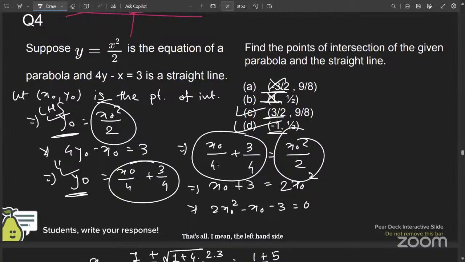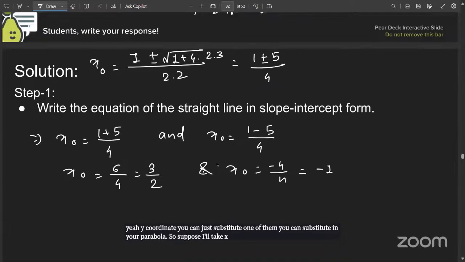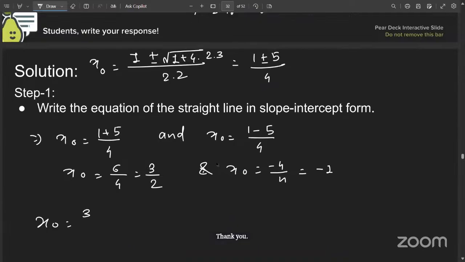Ma'am, if the options do not match, how do we calculate the y coordinate? Yeah, for the y coordinate, you can just substitute one of them into your parabola. So suppose I'll take x0 is equal to 3 by 2.